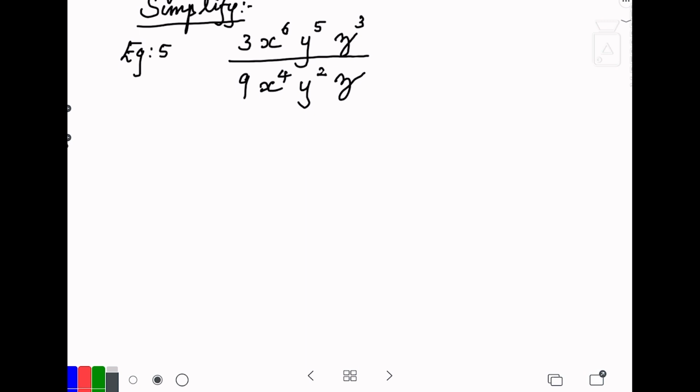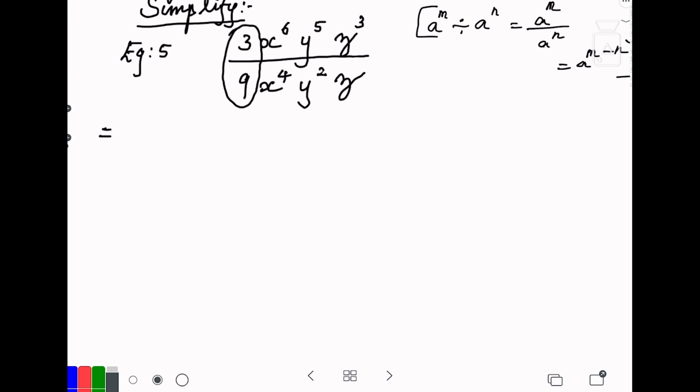As usual, I already told you a power m divided by a power n can also be written as a power m divided by a power n, and I told you according to indices rule, anything which you divide with the bases to be same, the powers would get subtracted. Now that is what I did here. Now based on this, first of all, let's take these two numbers, 3 by 9.